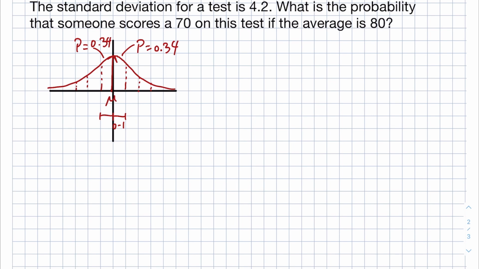The next section is 1 to 2 standard deviations away, and it has a probability of 0.13 of occurring. The next section is 2 to 3 standard deviations away, and that has a probability of 0.02 of occurring. And of course, on this side, it's the same thing.